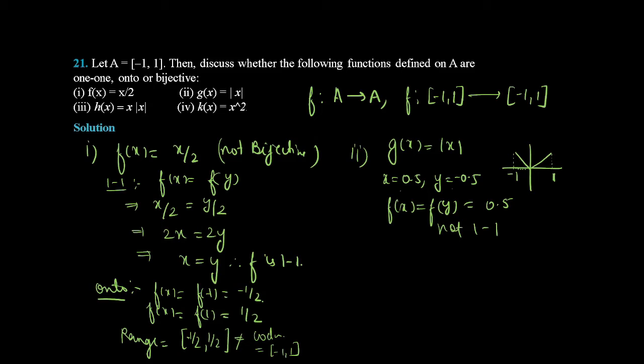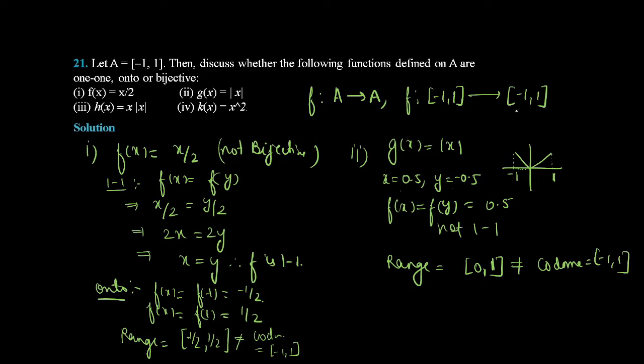Now next we will check for the onto function. Is it onto? Now the images of the function, here the range of the function is 0 to 1. Range is 0 to 1, which is not equal to the codomain, because my codomain is -1 to 1.